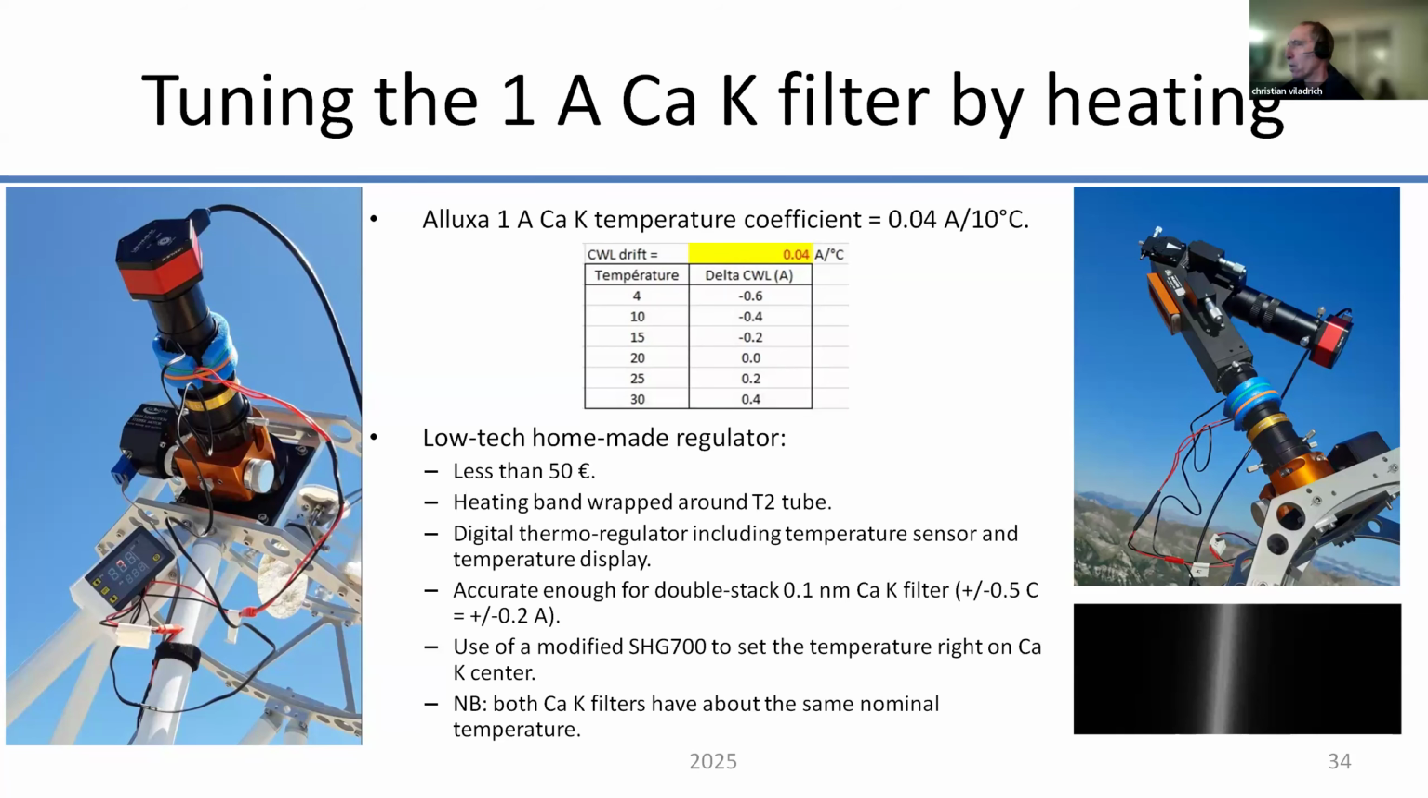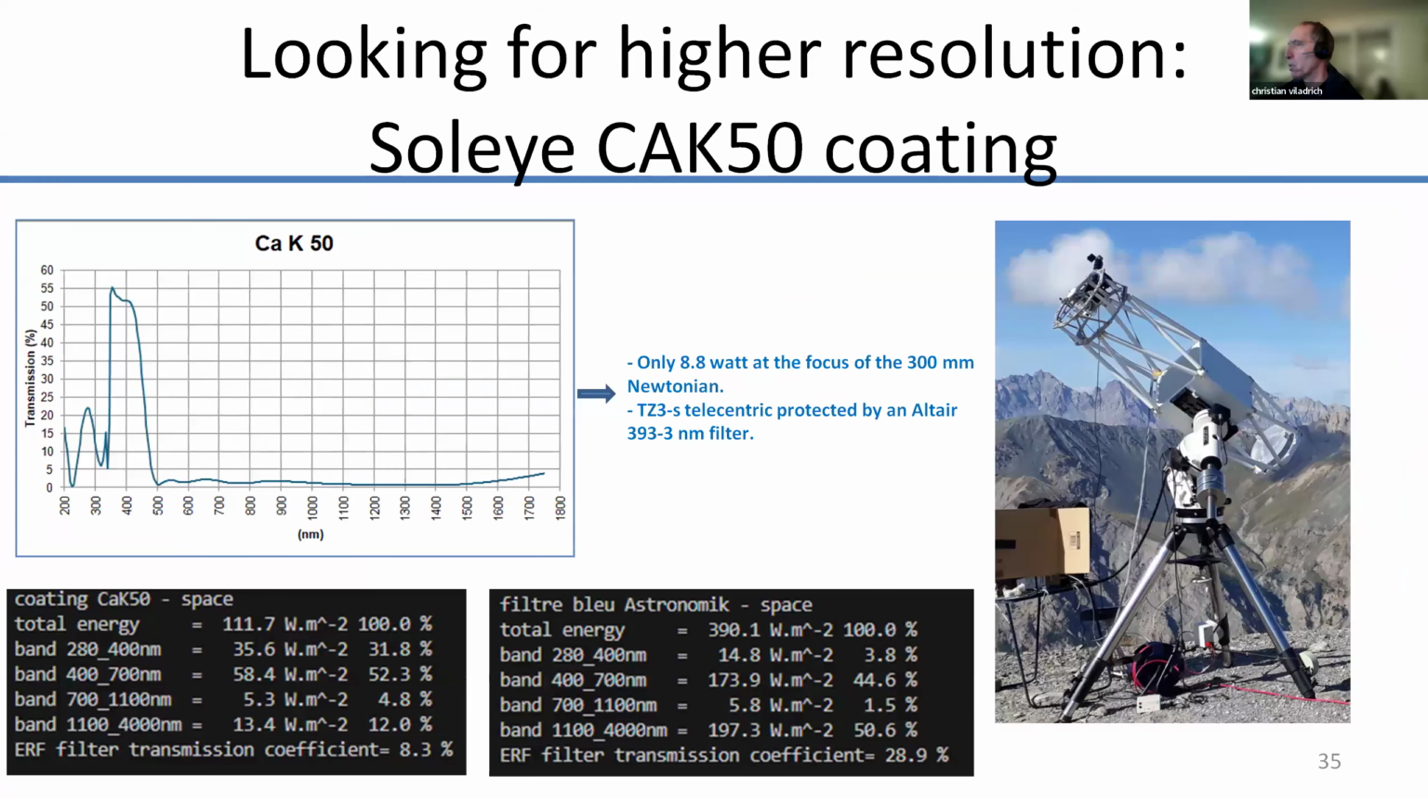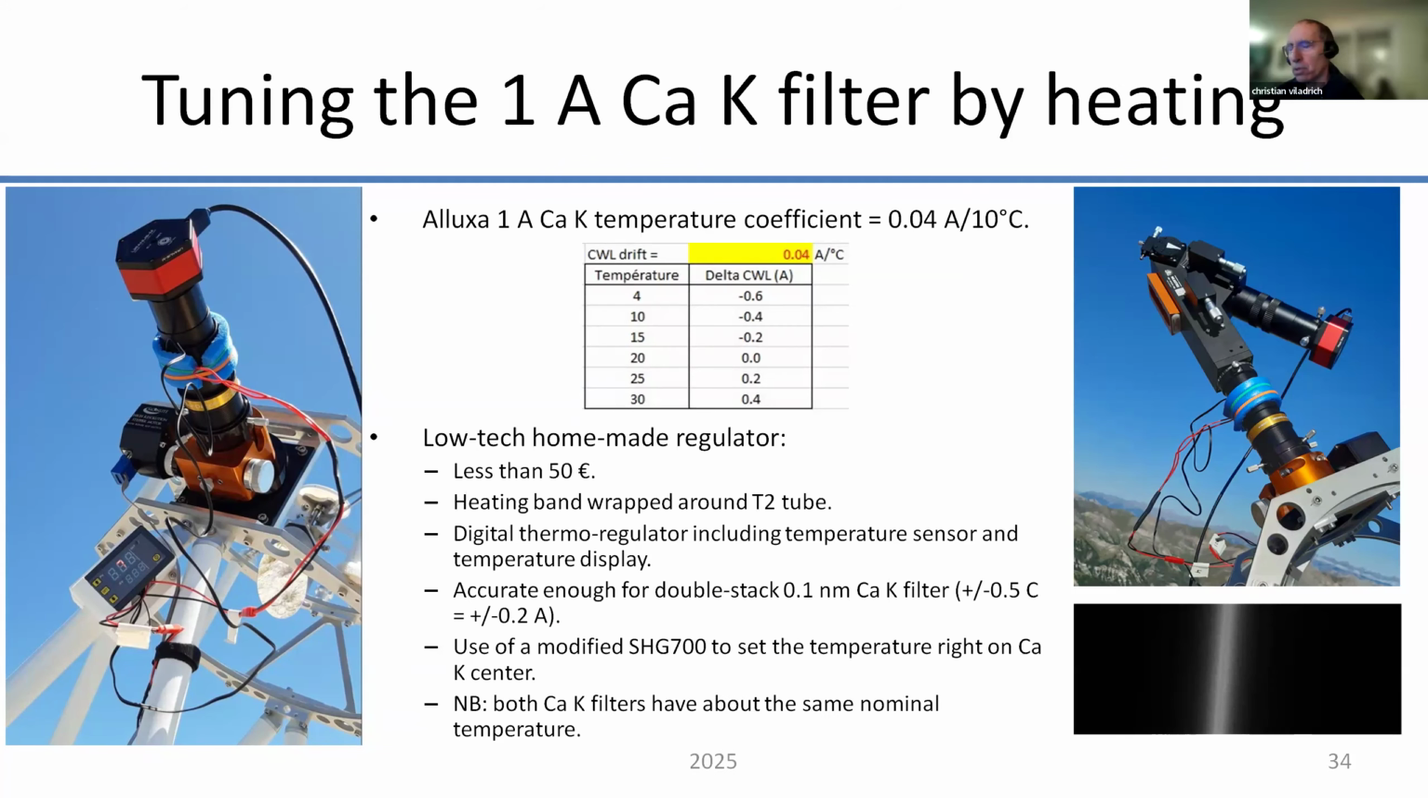So this is it. I think I have some example. Do you have any question about this stage? But again, this is only for very narrow band filters. You don't need to bother about this with Lund filter or Amplia filter. This is only for when you use a 1 angstrom bandpass filter.